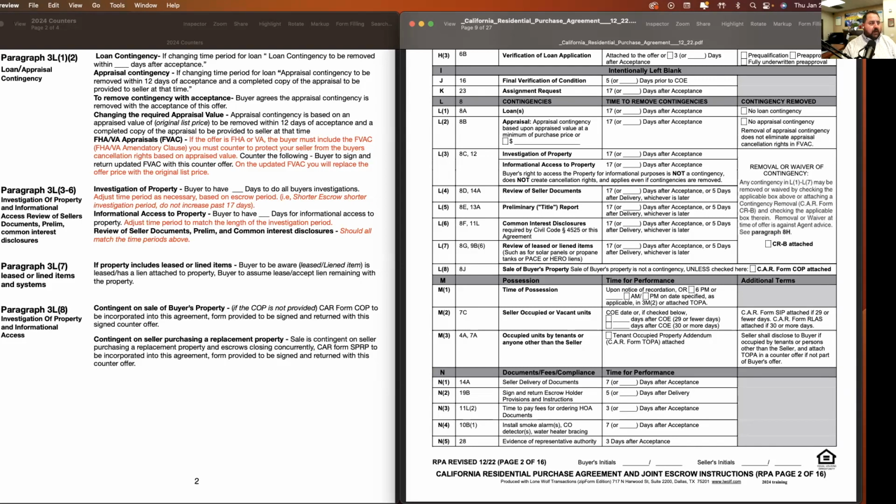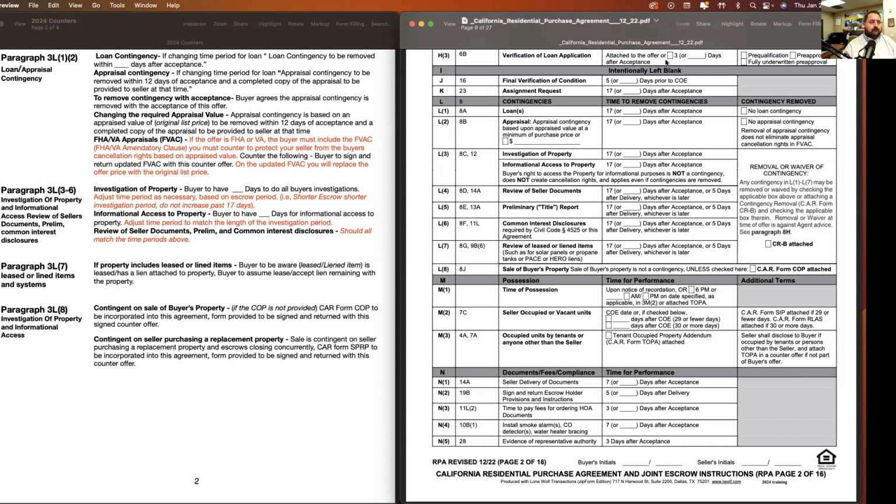The whole thing, I'm going to put: the property includes leased or liened items, buyer to be aware the leased or liened item is leased, has a lien, is attached to the property, buyer to assume lease, accept the lien remaining with the property. That's what I'm going to disclose, and I'm going to ask them to accept it. I'm not going to make it a contingency. I'm basically saying, as long as the company that has leased the item to the seller or placed the lien on the property will allow you to accept that, then you're responsible. There's no question about it. You can't come back and say, no, I'm not going to be responsible. No, you are, as long as they'll allow it.